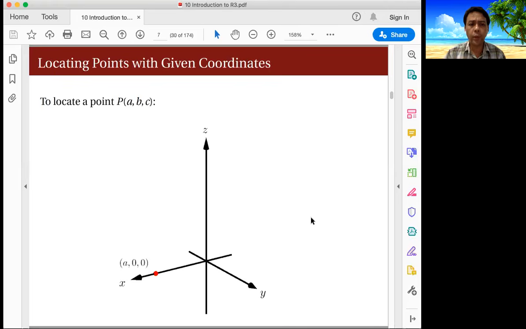To locate the point (a, b, c), we use straight directions in the rectangular system. What do I mean by that?